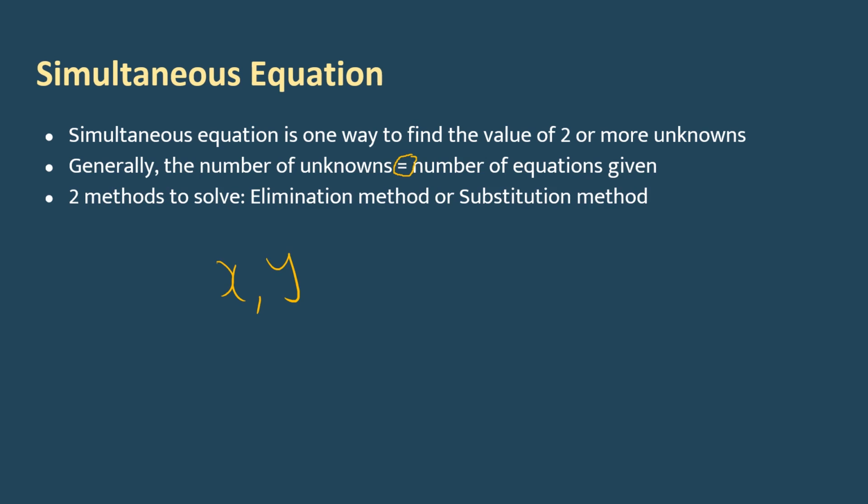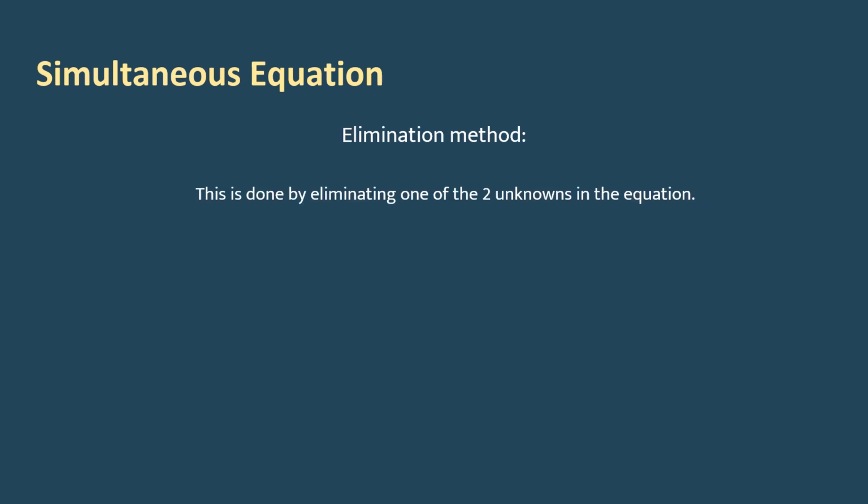For this video, we'll be learning how to use the elimination method or the substitution method to solve for our unknowns. So you need to find a method that fits you best. Continue watching to know which method I would rather use. The first method is the elimination method. This is done by eliminating one of the two unknowns in the equation. Let's look at an example to see this better.